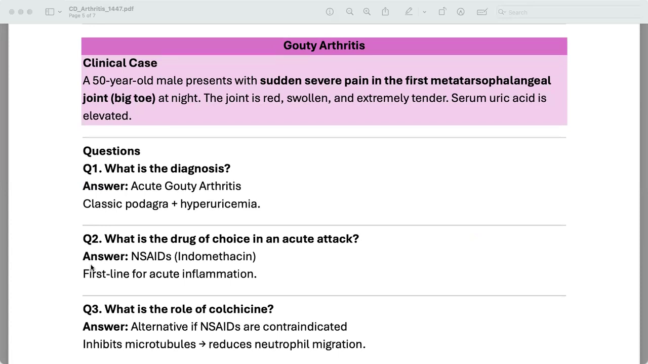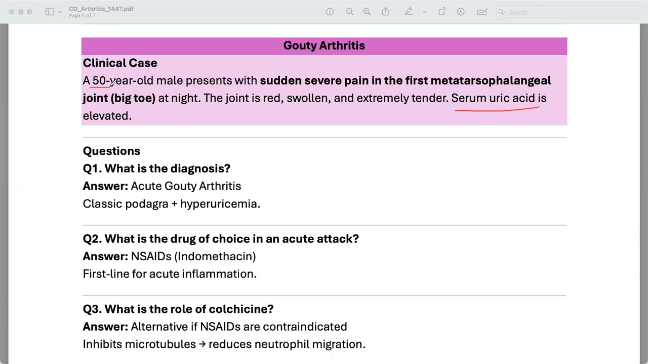Now, let us see Gouty arthritis. Before, we saw rheumatoid arthritis, osteoarthritis, and now Gouty arthritis. Clinical case. A 50-year-old male presents with sudden severe pain in the first metatarsophalangeal joint, that is the big toe, at night. The joint is red, swollen, and extremely tender, and serum uric acid is elevated.